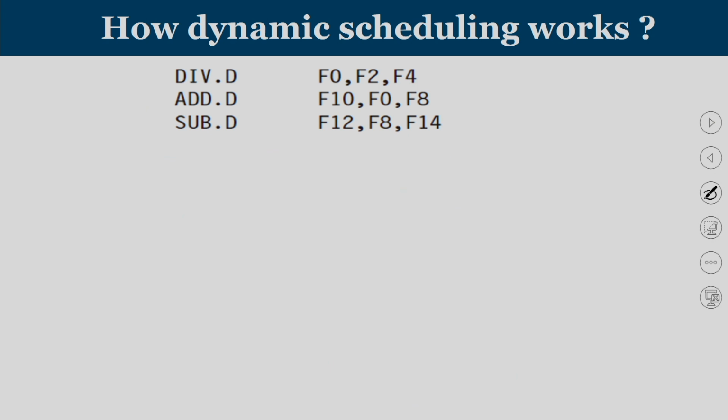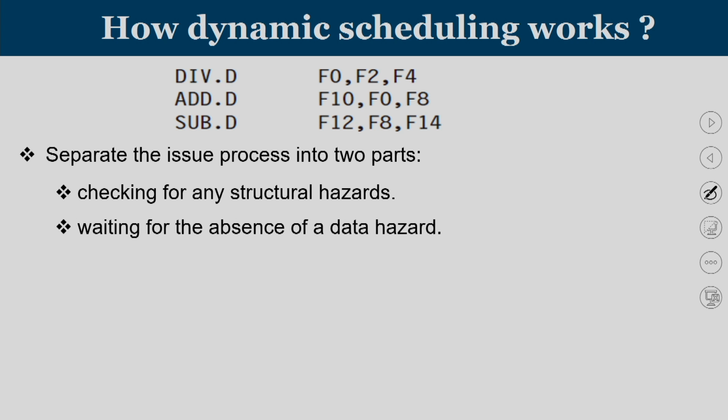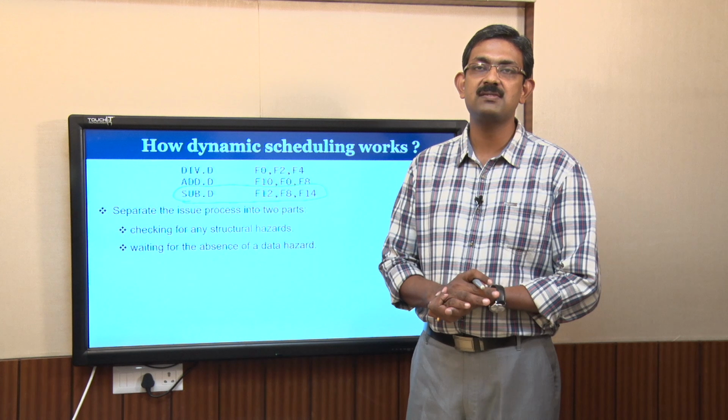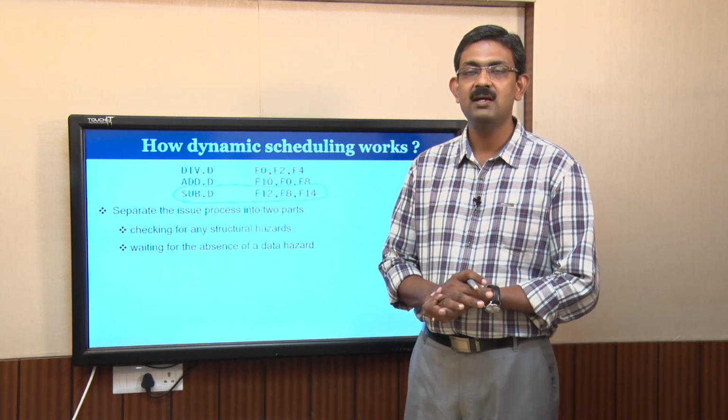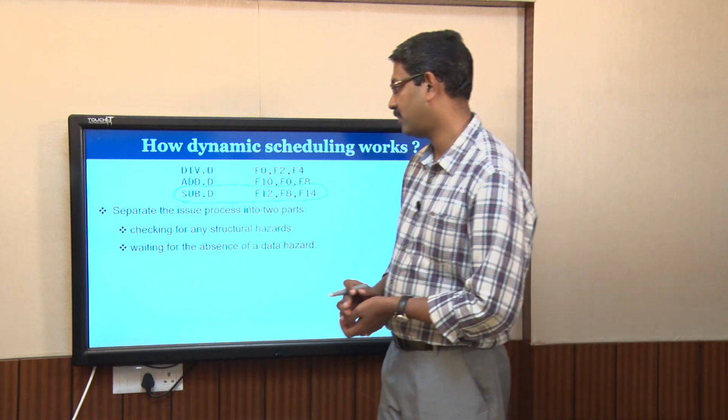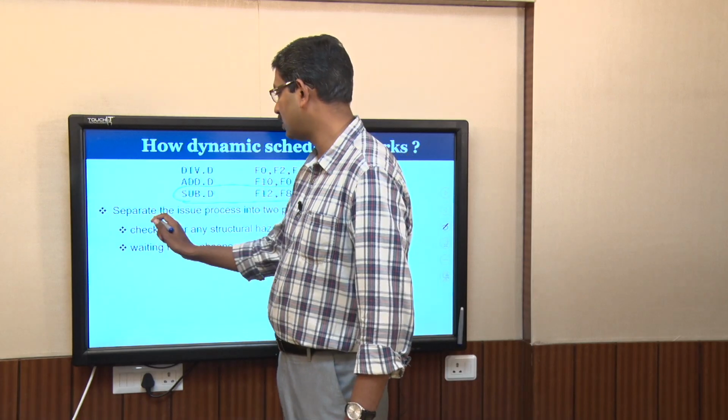So consider how dynamic scheduling is going to work. The problem is a subtraction instruction which is independent; it does not have any data dependency. Maybe the subtractor is free, so there is no structural hazard and no data dependency, so why should the subtractor be waiting? So modifications were suggested to the in-order pipeline to make it an out-of-order pipeline.